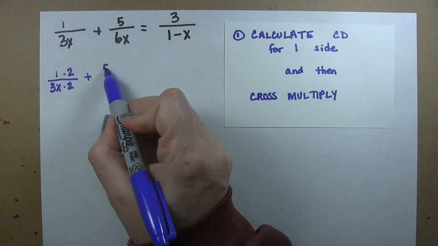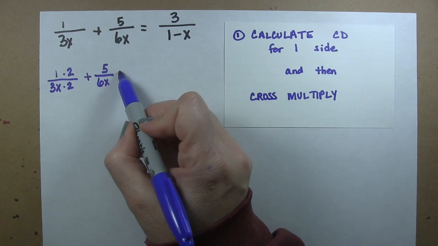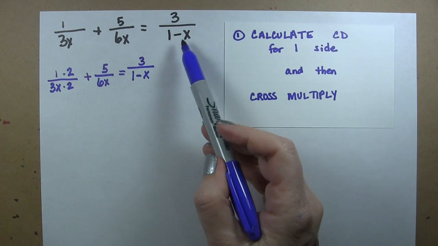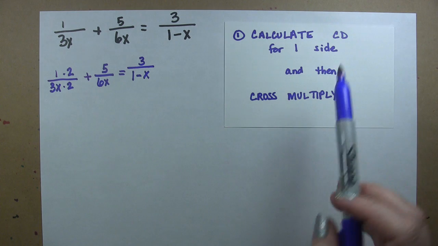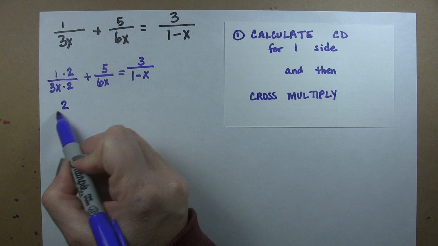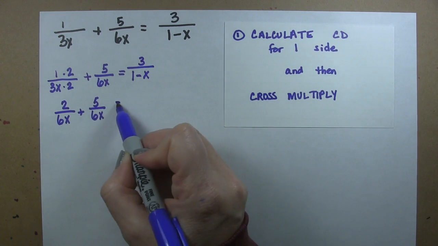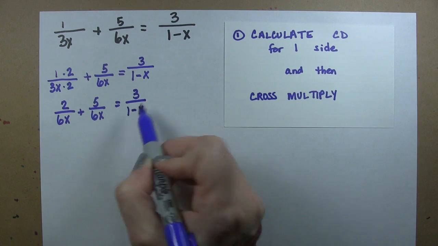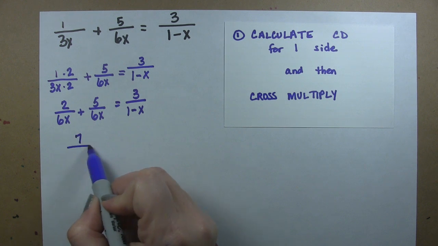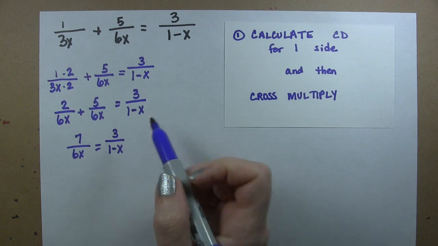And then over here, we're just going to keep this as 5 over 6x because we've already got the right denominator. And then over here, we're not even going to worry about changing anything because that's not what we have to do for this method. All right, so then that becomes 2 over 6x plus 5 over 6x equals 3 over 1 minus x. The next step would be to add together those two numerators. So we get 7 over 6x equals 3 over 1 minus x.